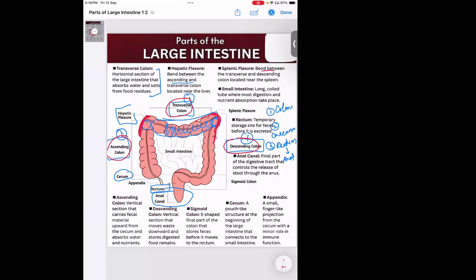Then the small intestine, we know, is the center part, the long coiled tube where most of the digestion and the absorption of nutrients takes place. Now the next one is the rectum.